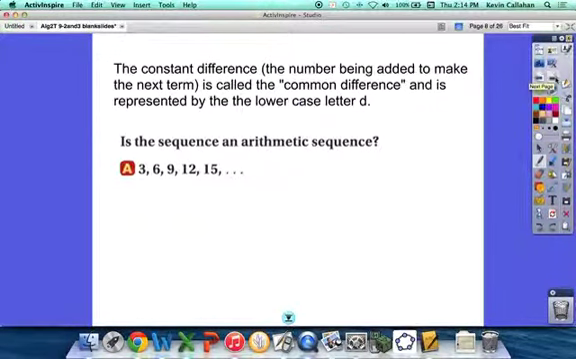Okay, if there is a constant difference between the terms, the number you keep adding to get the next term, it has a vocabulary word for it, right? Common difference. That constant that you keep adding to get the next term is called the common difference. And we use the lowercase letter d to represent the common difference.